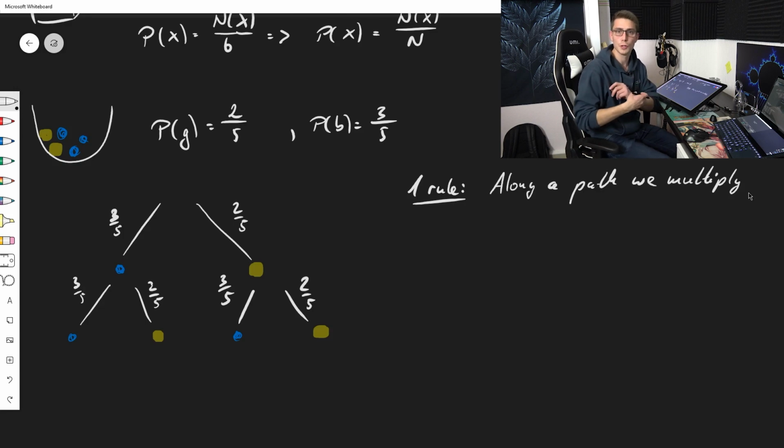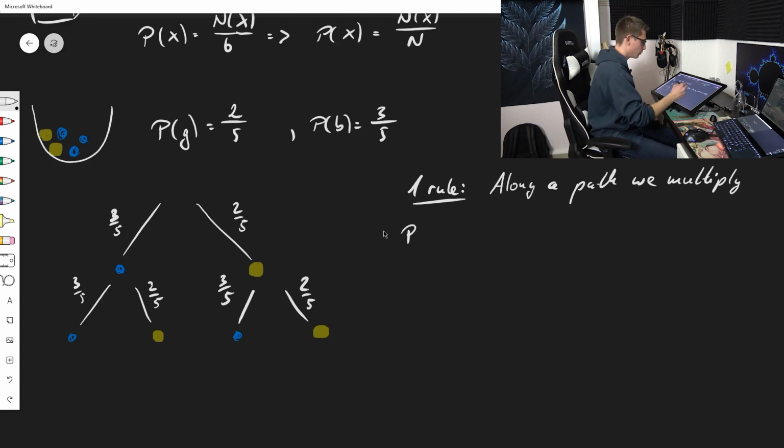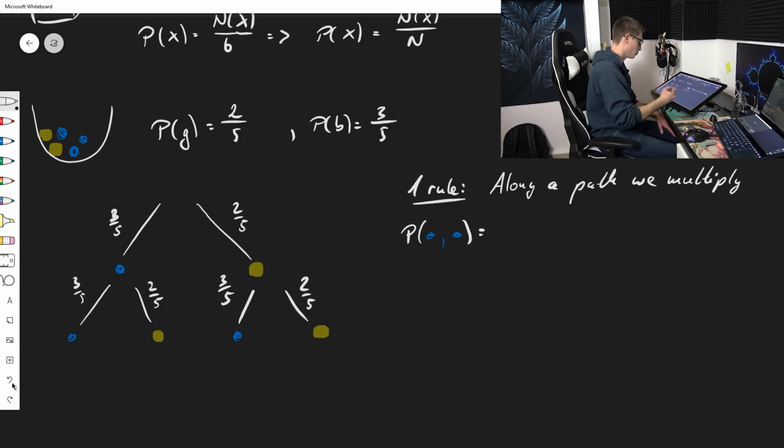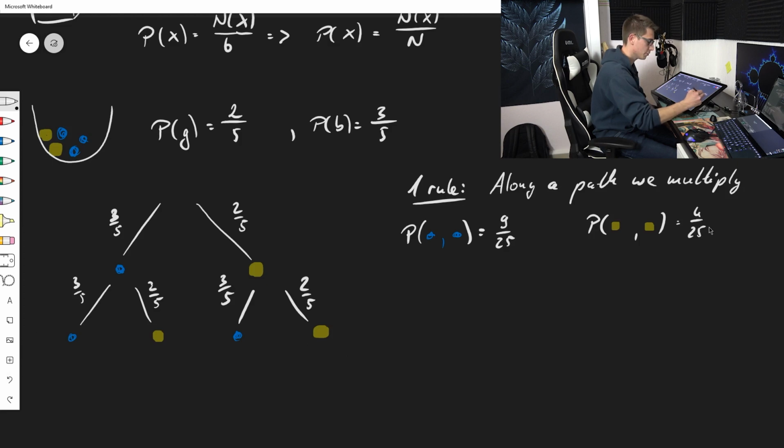So let us go through a few different scenarios. Let's say we are going to find out the probability of drawing 2 times blue, for example. Okay, this is something that could happen, meaning we're going to multiply along a path. Okay, we are going to multiply 3/5 by 3/5, leaving us overall with 9/25. Okay? This is just what's going to happen. Now what about drawing, let's say, green and after that green yet again? Meaning we are going to have the scenario of green and green, and per our rule we are just going to multiply 2/5 with 2/5 together. Meaning this is going to give us 4/25.